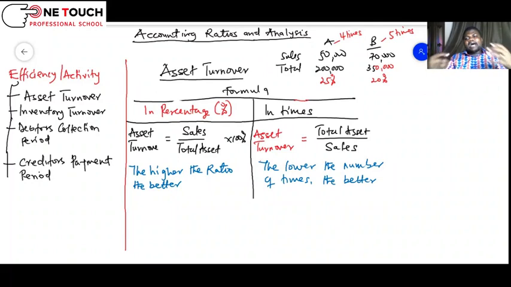It measures the ability of the entity to utilize the asset to generate revenue. In fact, the asset turnover measures the value in use of the company, how the entity has been able to use its total assets to generate revenue. You want to know the revenue that you have generated, how you have been able to generate what? Revenue.